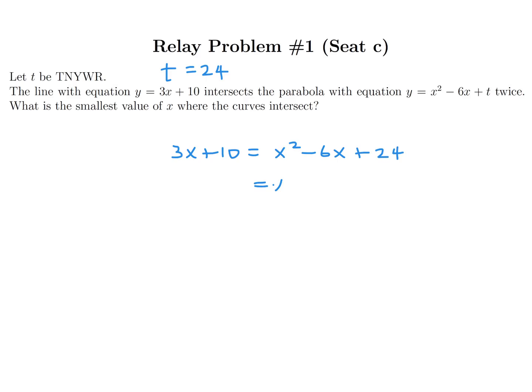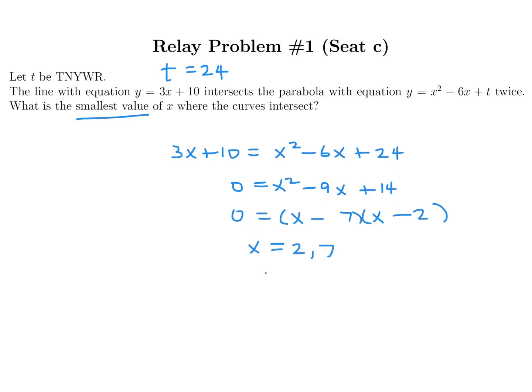Put everything on one side, and you get x squared minus 9x plus 14. And I think this factors as (x minus 7)(x minus 2). So x is either 2 or 7. We want the smallest one, so the smallest one is 2.